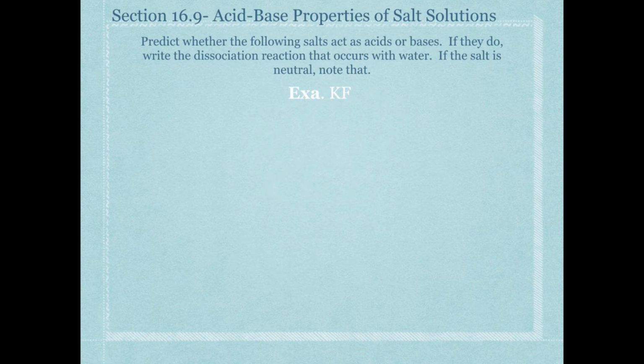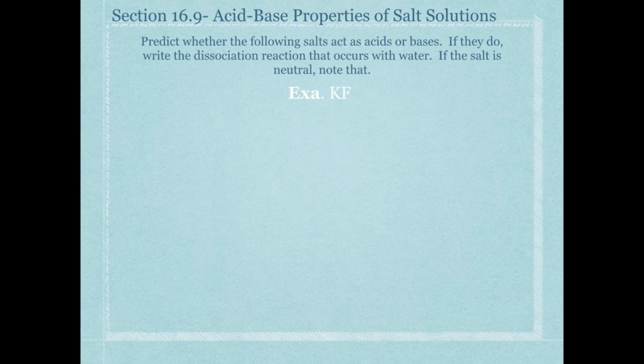So in your head, always think, okay, where did this come from? K came from KOH, F came from HF. Well, KOH is a strong base, okay? So if an ion came from a strong either acid or a base, it does not contribute to the acidity or basicity of that salt. Instead, it's going to be neutral. So since potassium ions came from a strong base, it in solution will be neutral. It's just a fact, okay?